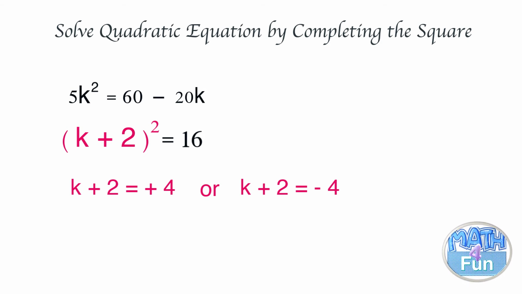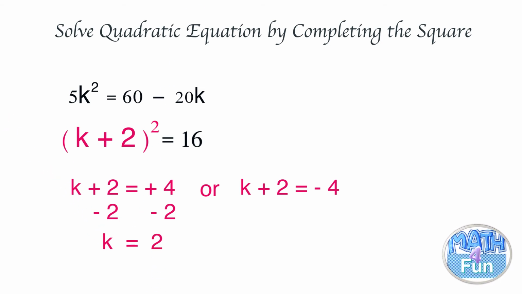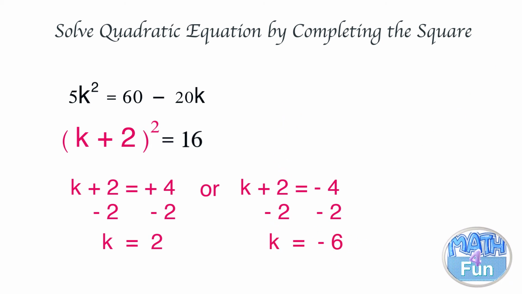Now when k plus 2 equals 4, we add minus 2 on each side. So it becomes k equals 4 minus 2, which is 2. And the other case, we have k plus 2 equals minus 4. So we subtract 2 on each side. So we get k equals minus 4 minus 2, which is minus 6. And that's completing the square.